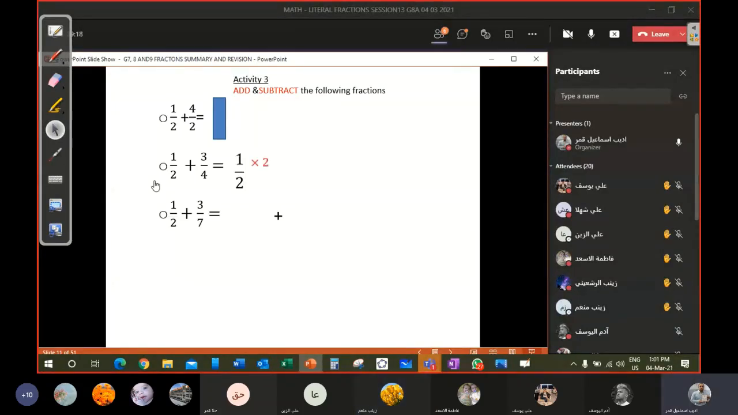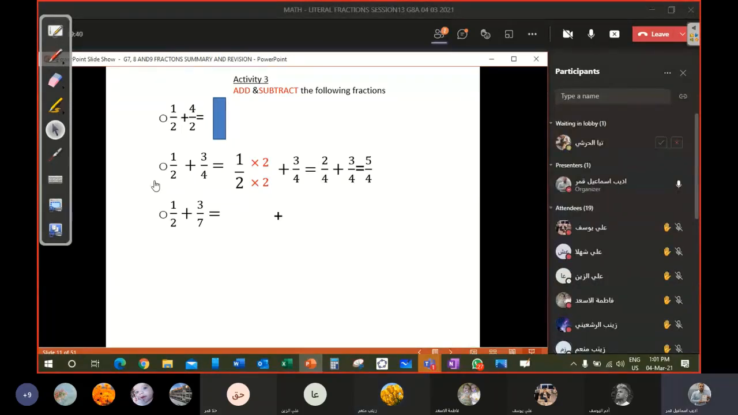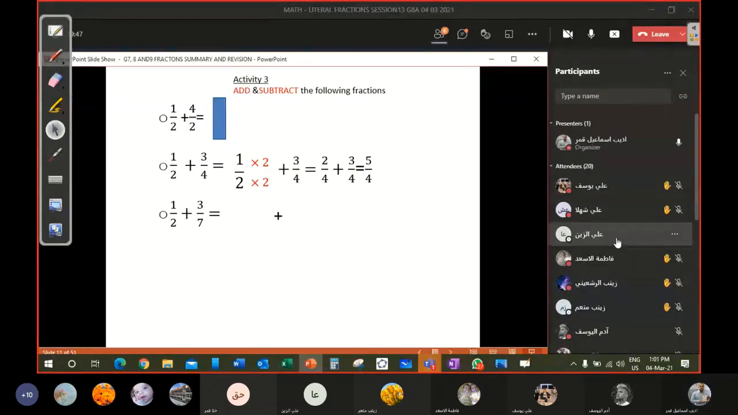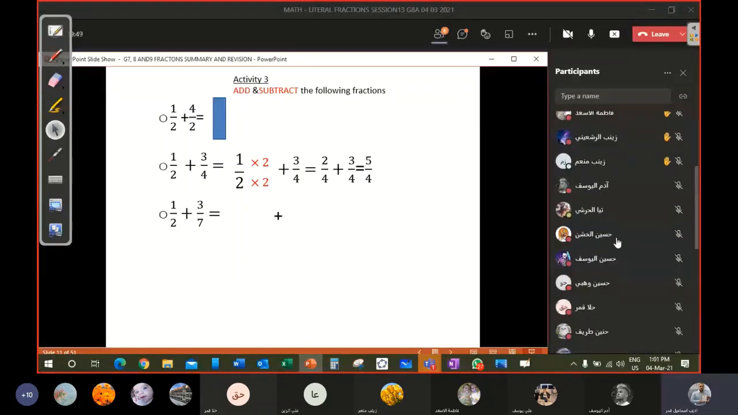1/2, we multiplied by 2 in the numerator and by 2 in the denominator, plus 3/4, equals 2/4 plus 3/4, equals 5/4. Okay? Zainab Manaim, are you still with us?